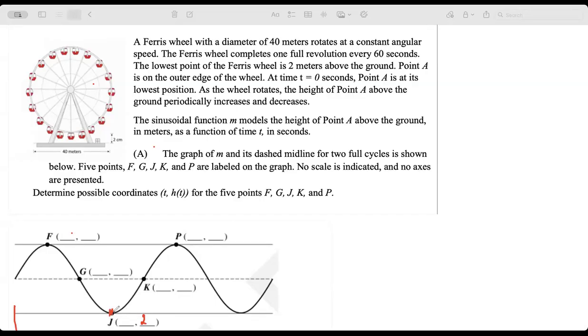Can I say t equal to 0 in here then? Now, what else can we understand from here? As the wheel rotates, the height of point A above the ground periodically increases and decreases. The diameter is 40 meters, so from here it is 40 meters. Then what is this level? Can you guess? 42. Yep, 42. So that makes it 2.